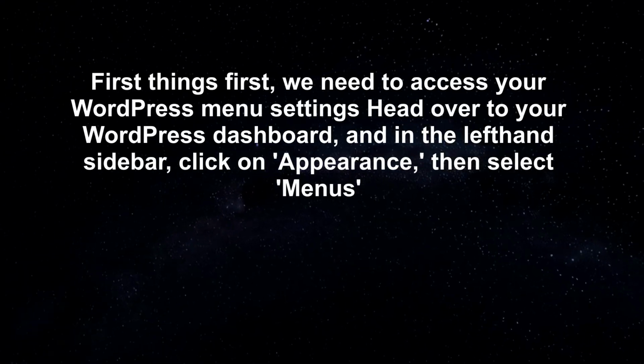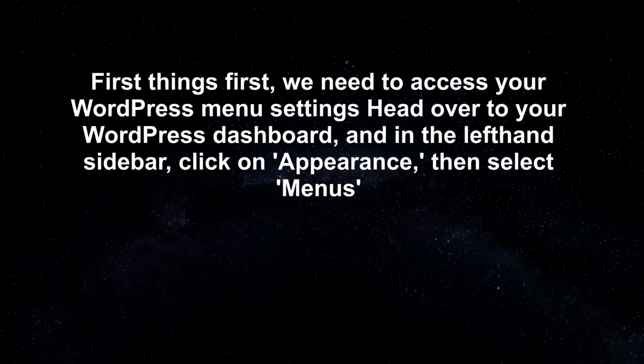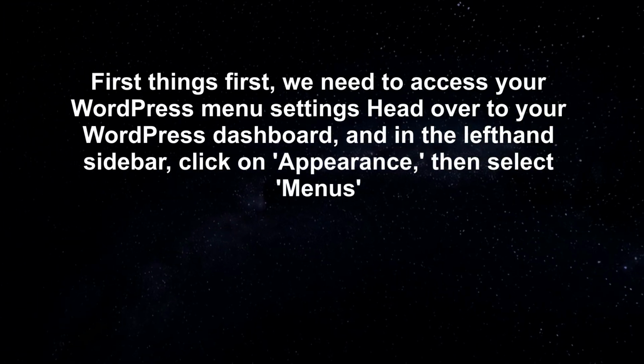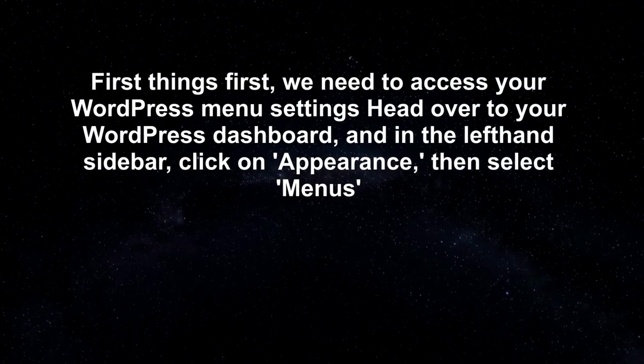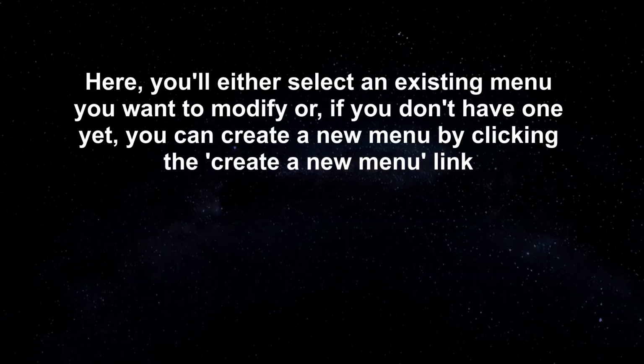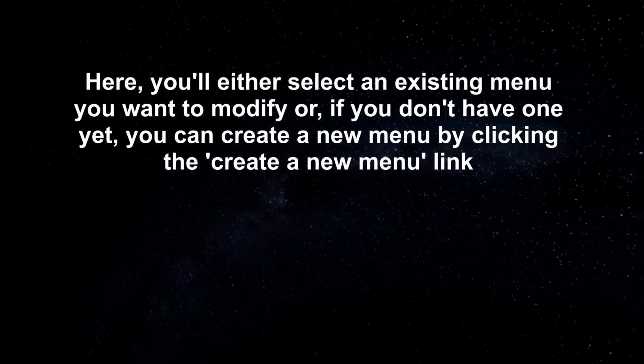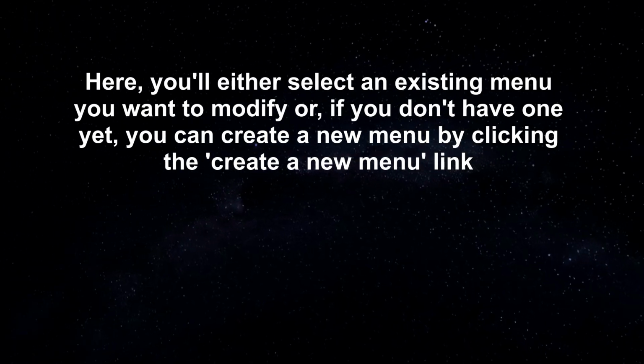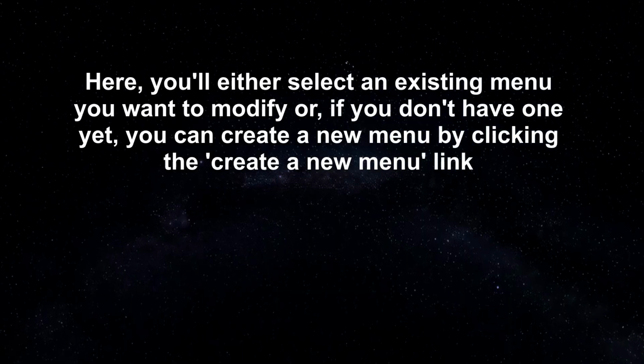First things first, we need to access your WordPress menu settings. Head over to your WordPress dashboard, and in the left-hand sidebar, click on Appearance. Then select Menus. Here, you'll either select an existing menu you want to modify, or, if you don't have one yet, you can create a new menu by clicking the Create a New Menu link.